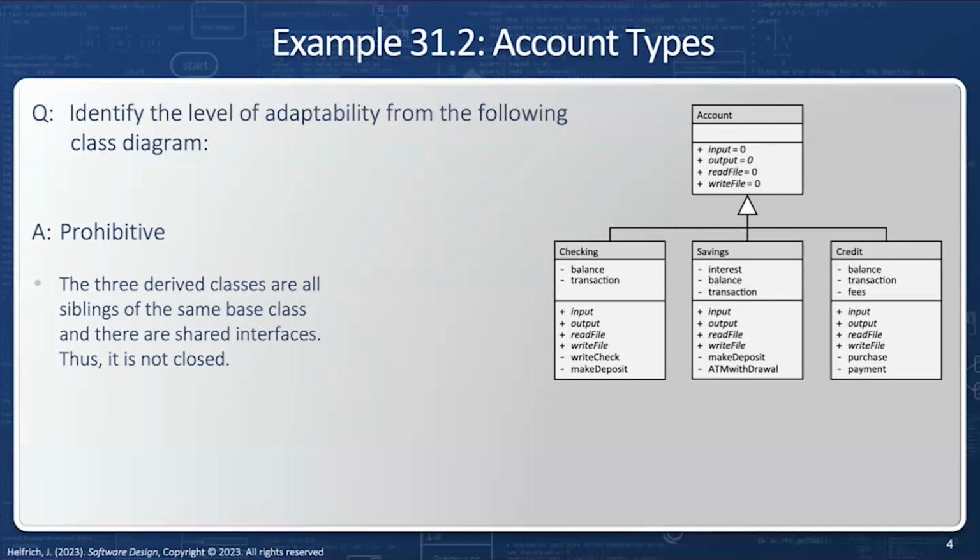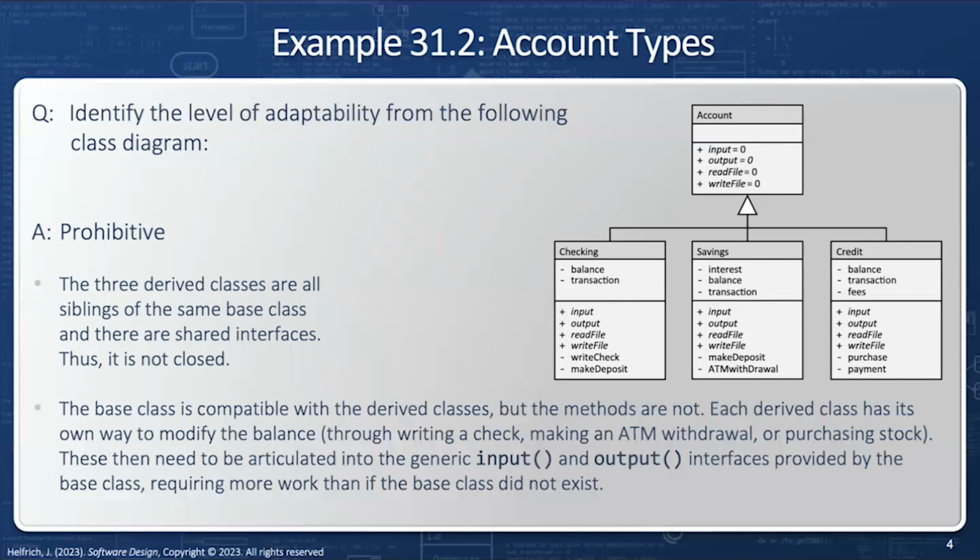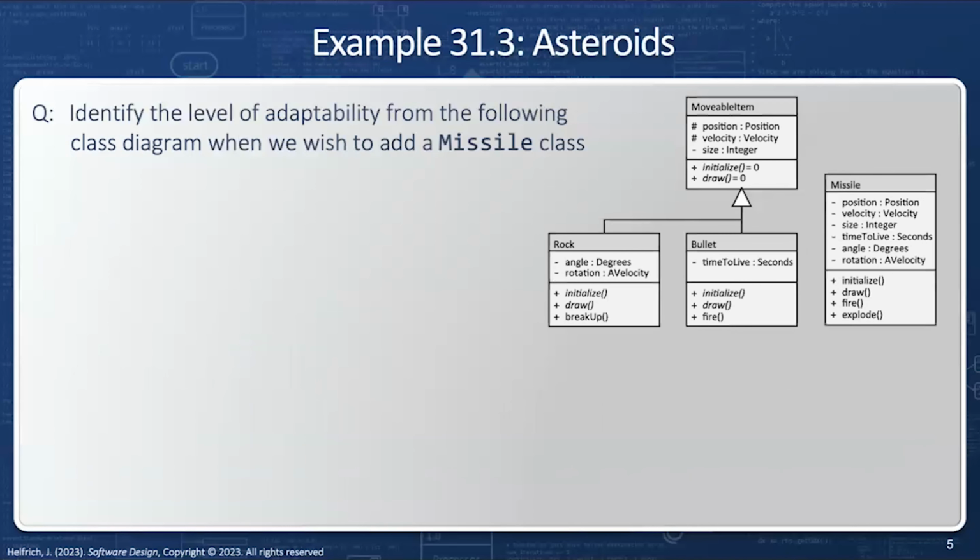So is one better than closed? It's prohibitive. The base class is compatible with the derived classes, but the methods are not. Each derived class has its own way of modifying the balance, and so I don't get to leverage any existing work. All right, here's another example.